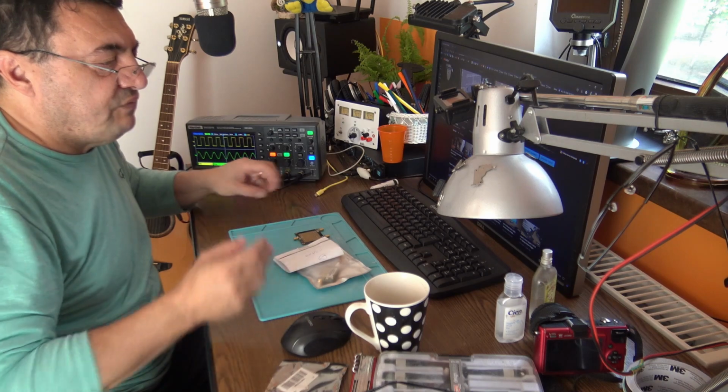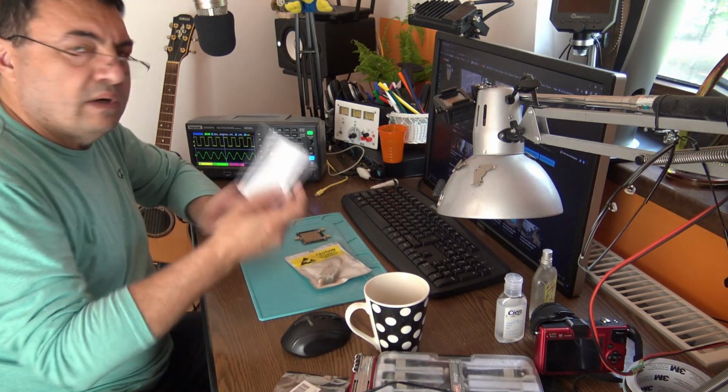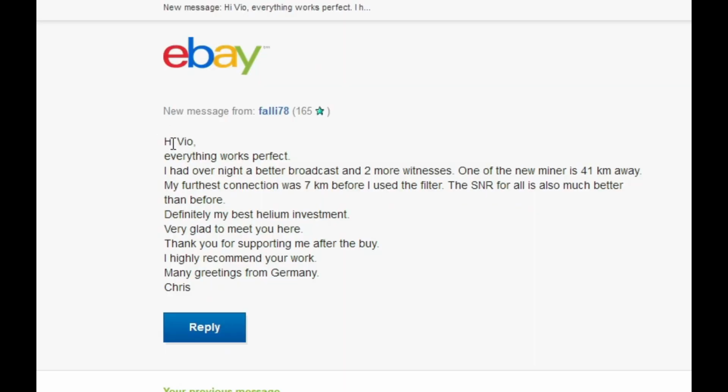Of course, a cavity filter will be the best, but it's expensive. So a SAW filter like this is cheap. You can buy it almost for nothing. And here we are with some proof about that. You see this guy, Chris from Germany, he said about a filter installed, one of my filters, he said: I have overnight a better broadcast and two more witnesses, just overnight. One of the new miners is 41 kilometers away, my father's connection 7 kilometers before I used the filter. The SNR, the signal to noise ratio, is also much better than before. Definitely my best Helium investment.